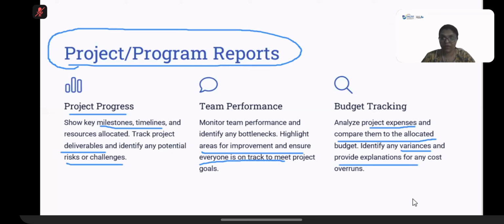or project, the team performance, budget status, which will enable the managers to take timely actions, ensure that the projects are delivered on time, within the budget, and with a proper desired quality standard. Okay? Clear? Any doubts?